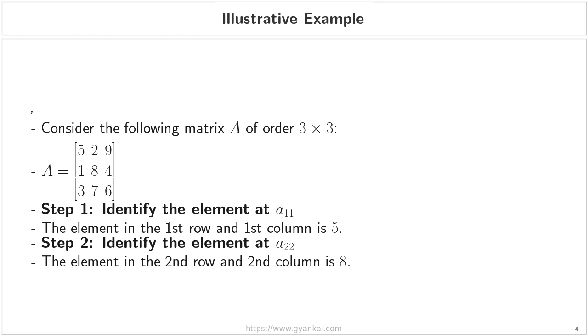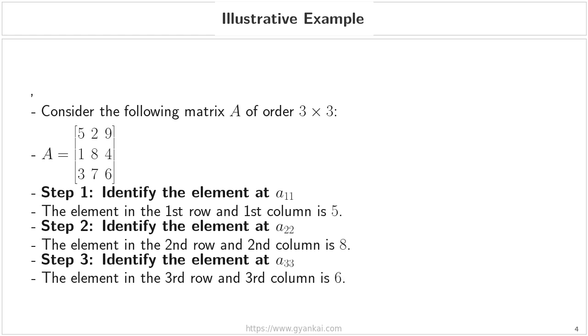As we move one step down and one step to the right, we find that the element in the second row and second column is 8. Finally, in step 3, we identify the element at position a 3 3. This is the final element of our diagonal, located in the third row and third column, which is 6.